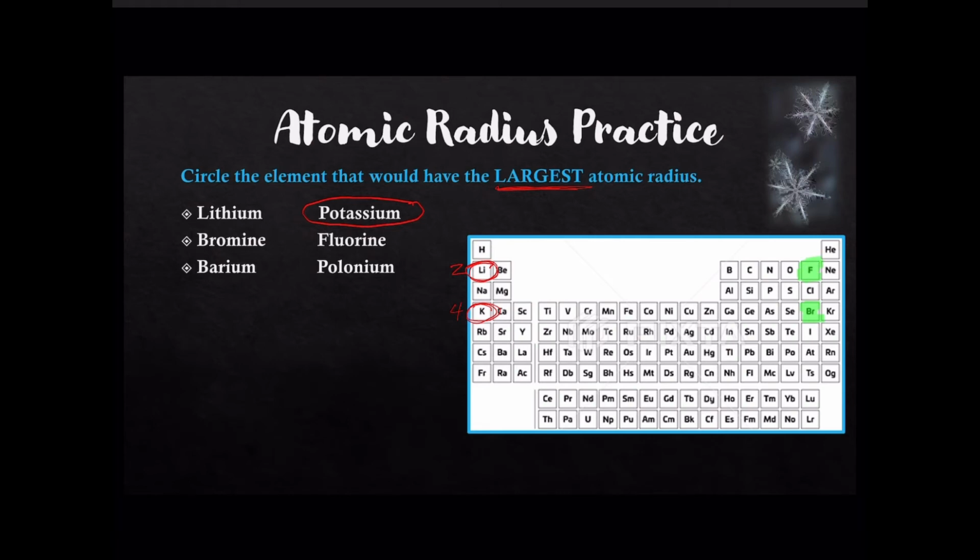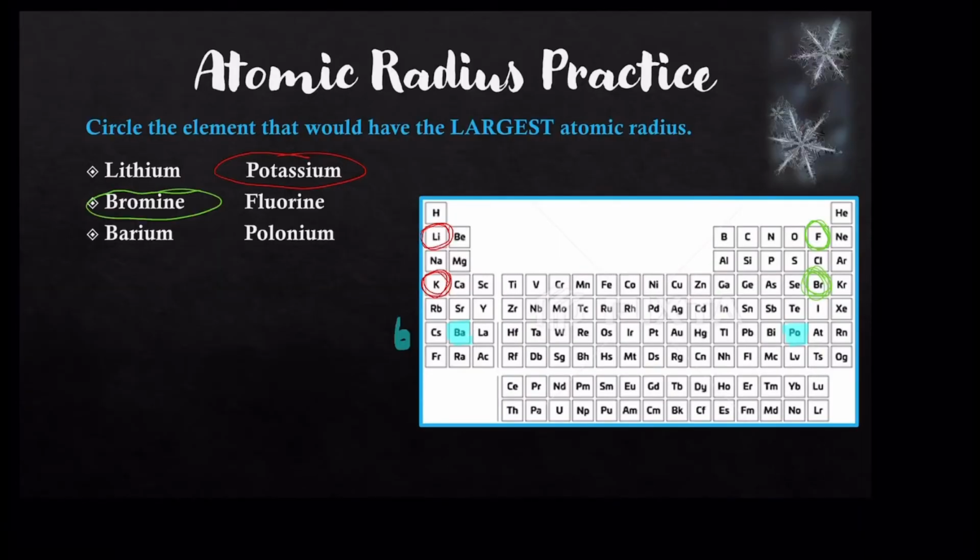And for the same reason that we talked about for lithium and potassium, because bromine is in period 4, it has 4 energy levels. It has a greater shielding effect compared to fluorine, allowing its valence electrons to be farther away from the nucleus. So because of that, bromine will have the larger atomic radius. Next, we have barium and polonium.